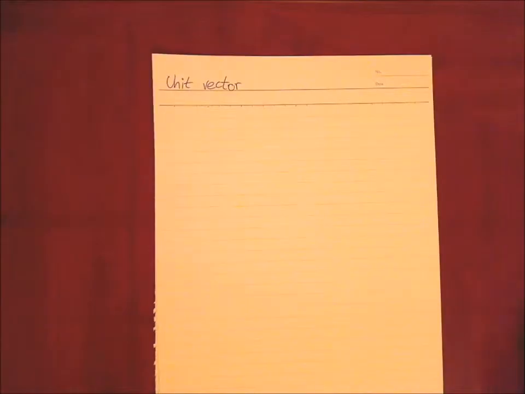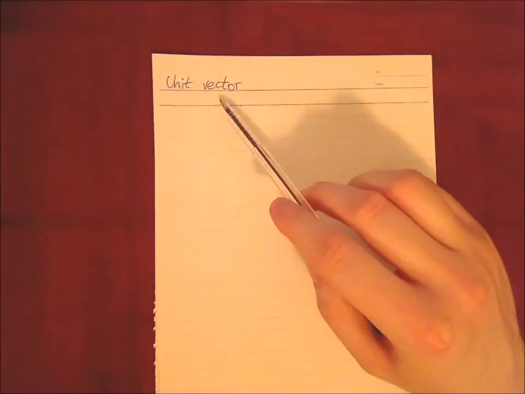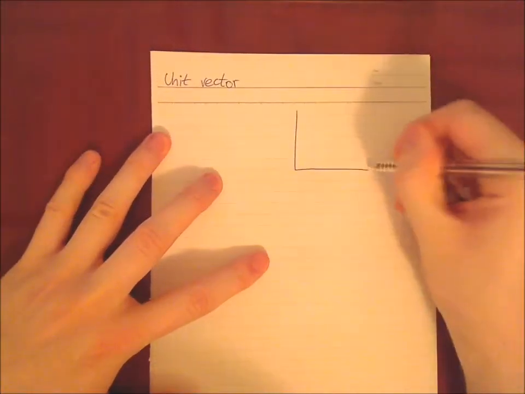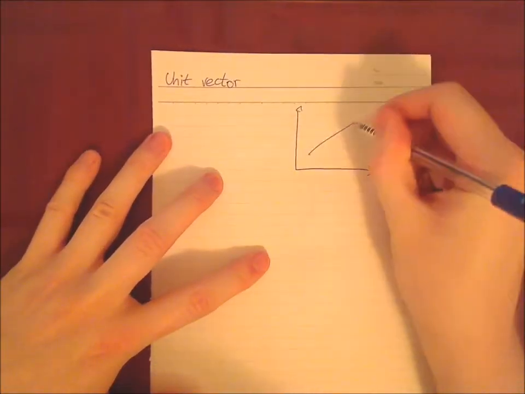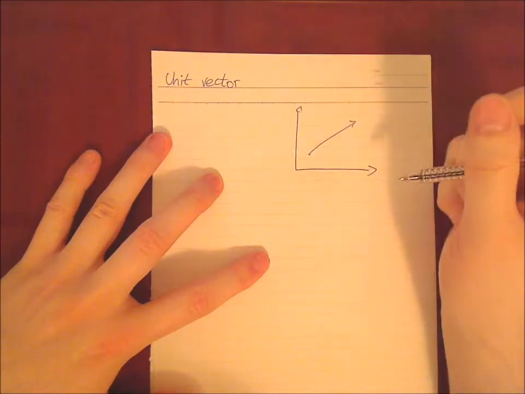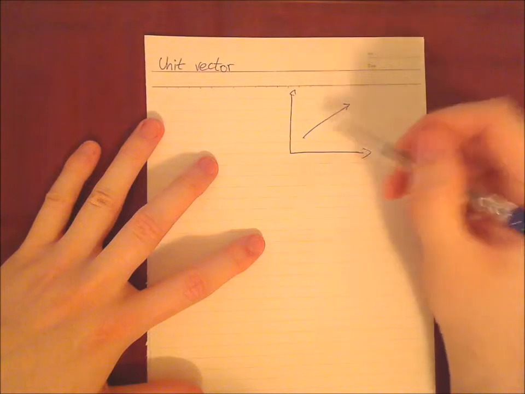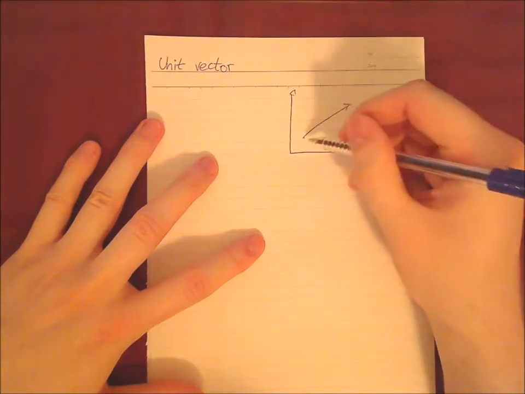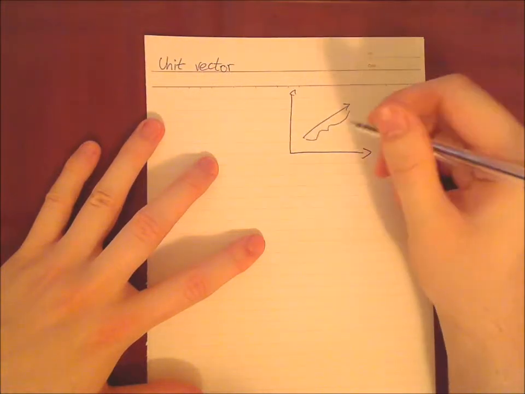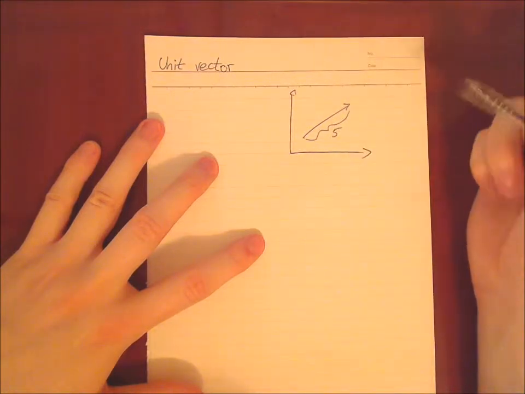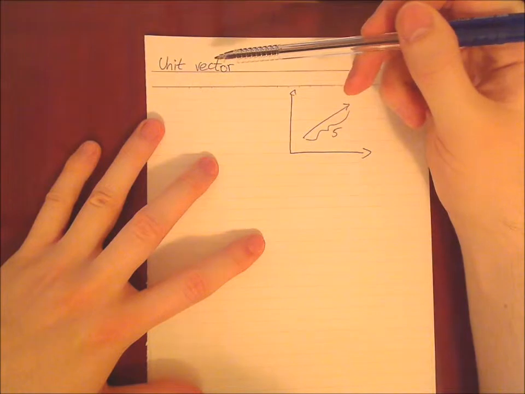How to calculate a unit vector? Actually very easy. Just imagine you have just some random vectors somewhere. This is a vector, and the thing is, usually the length of the vector is not 1. For example, in this case, let's say length is 5. So how to calculate the unit vector?